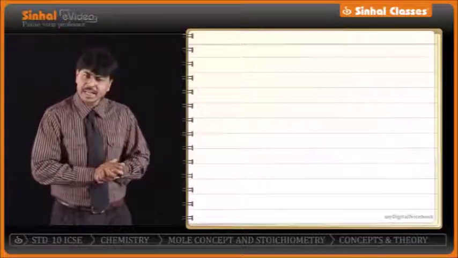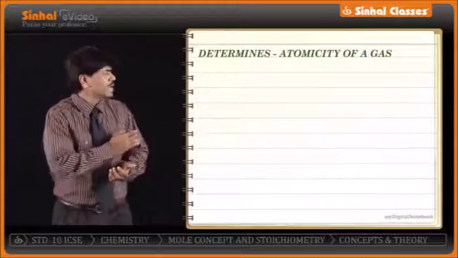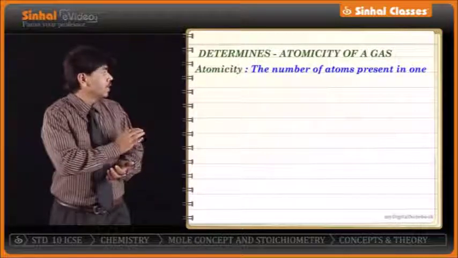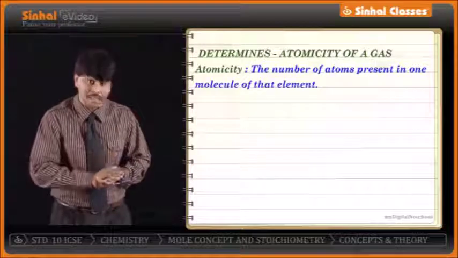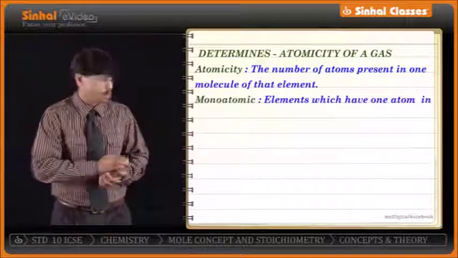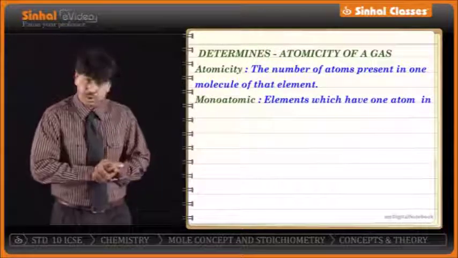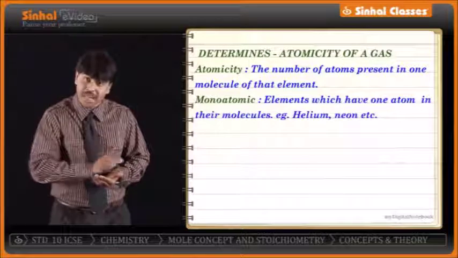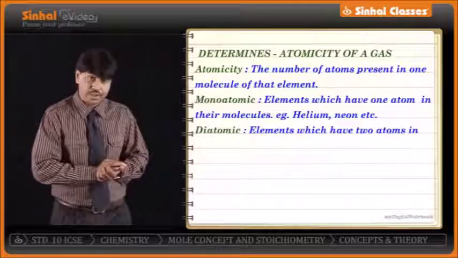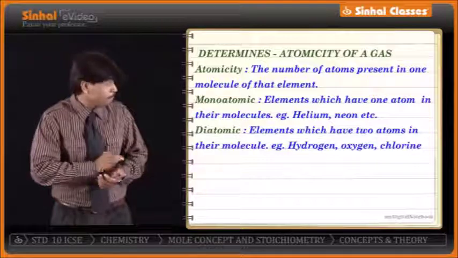To begin with, let's see how it determines the atomicity of a gas. What is atomicity? It is the number of atoms present in one molecule of that element. For example, monoatomic elements contain only one atom in the molecule, for example helium, neon, etc. Diatomic elements are those which have two atoms in them, for example hydrogen, oxygen, chlorine.